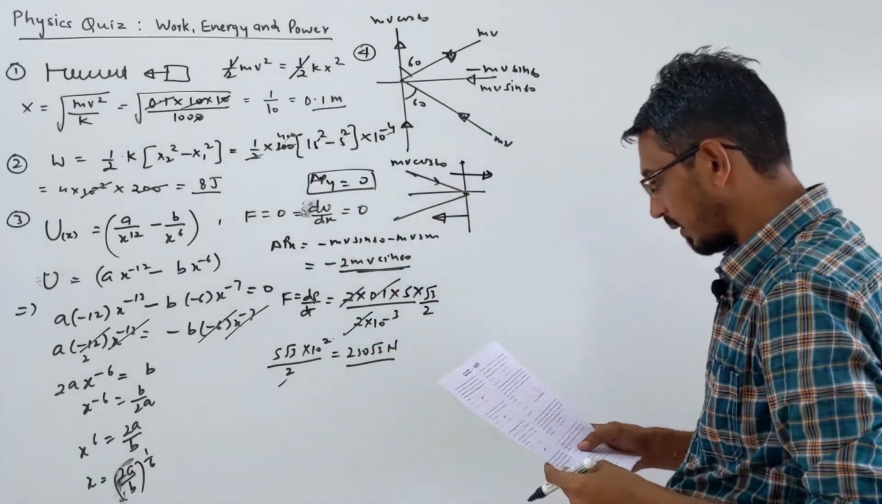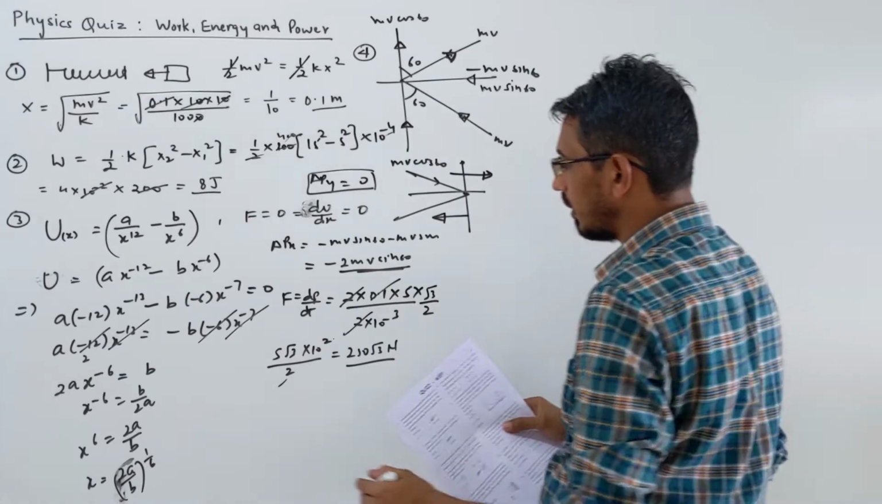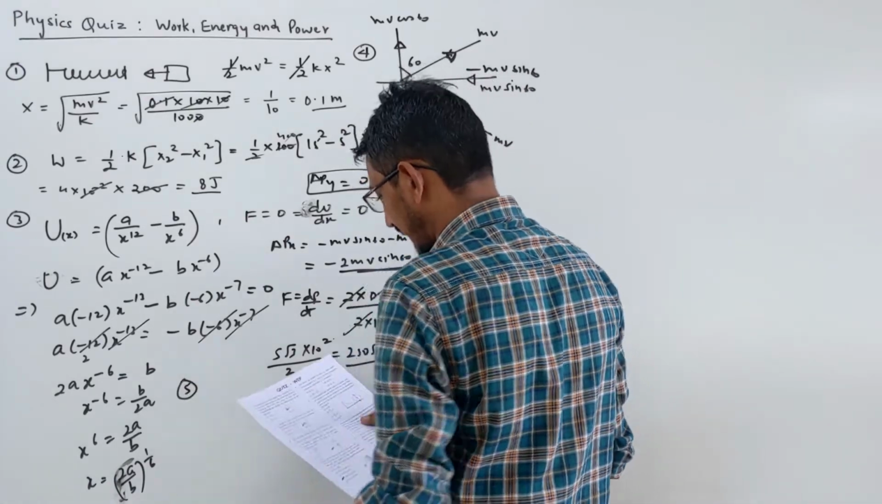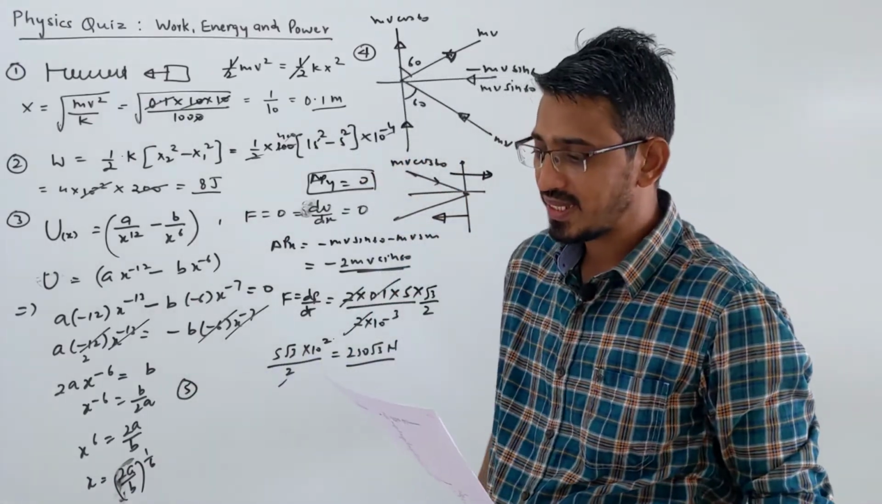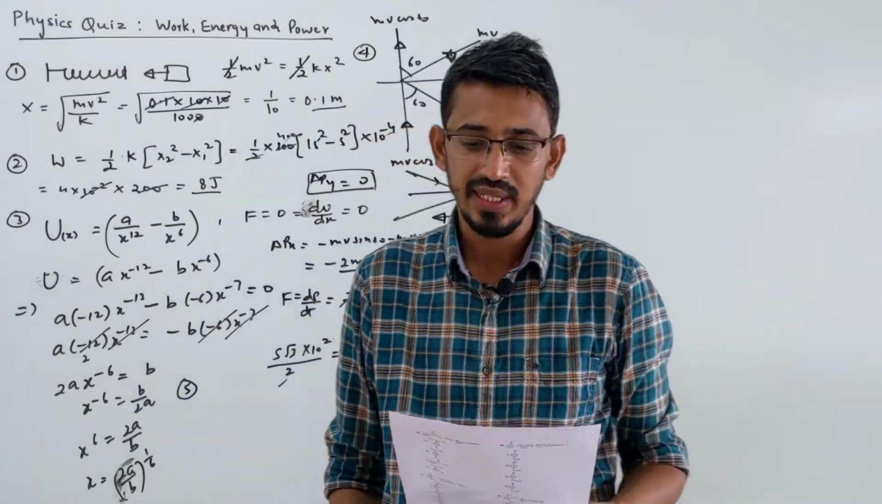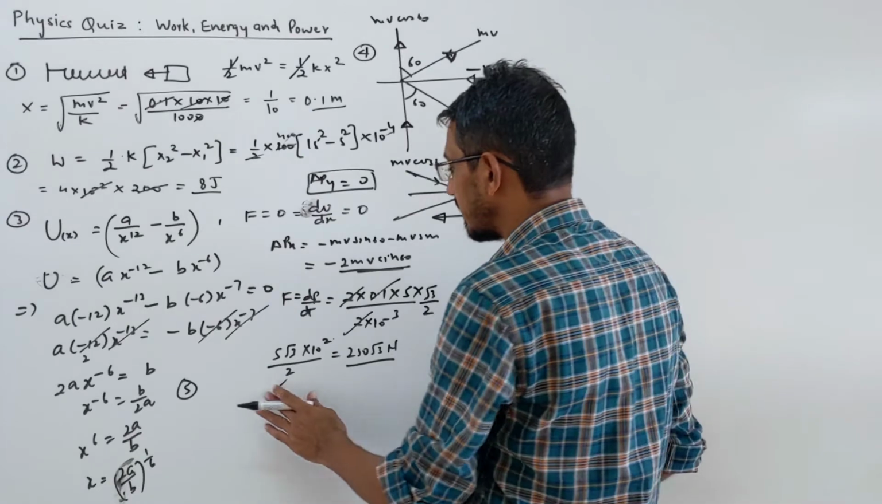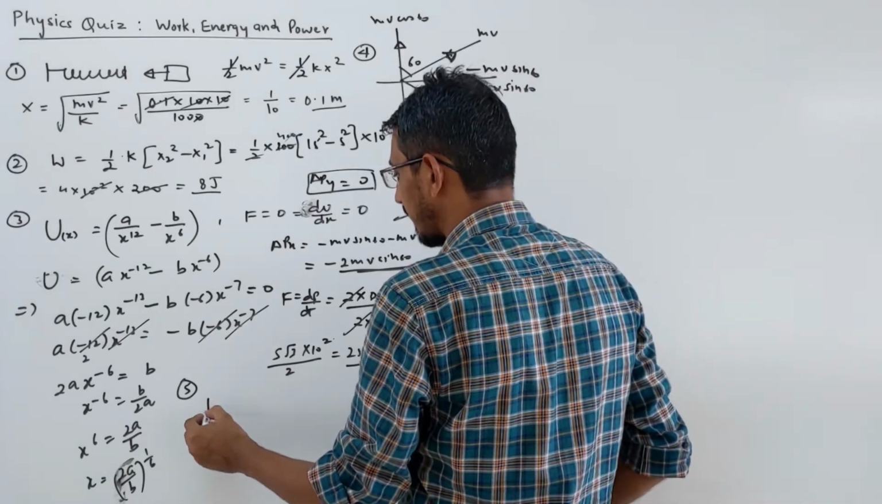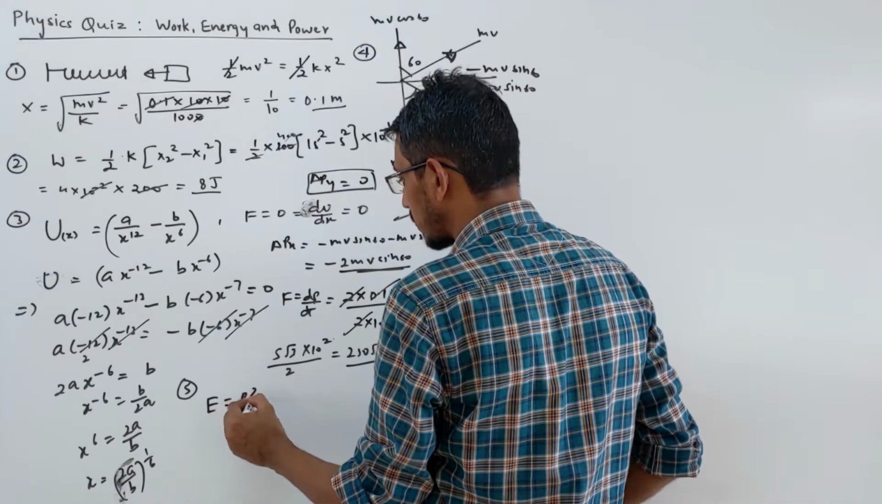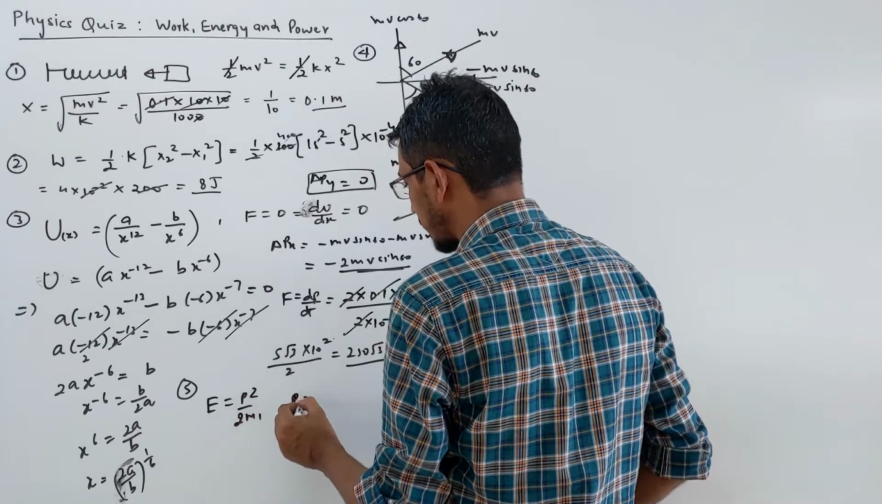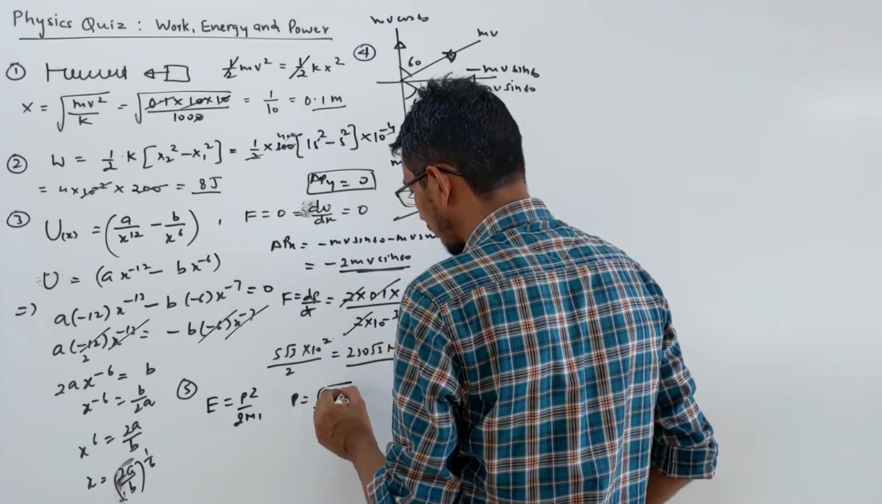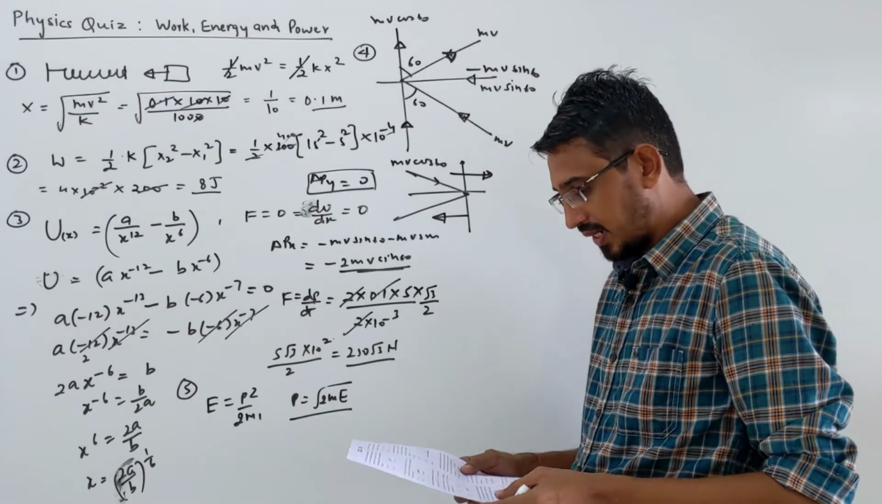Let's see problem number 5. It says that two bodies of masses m1 and m2 having equal kinetic energy, p1 and p2 are their respective momenta. What's the ratio of p1 to p2? Very simple, the kinetic energy and momentum relation: kinetic energy E is simply equal to p square upon 2m, or momentum is root 2m into E. Very popular, right?